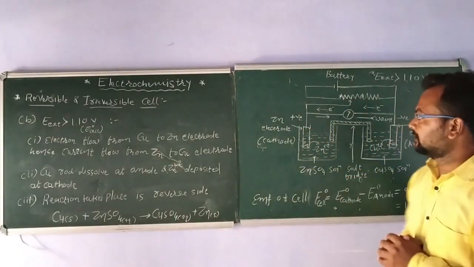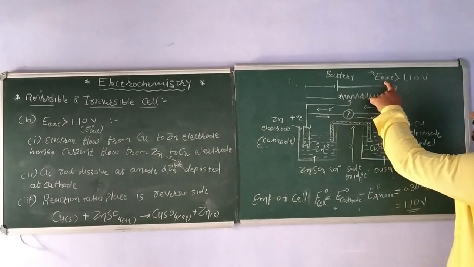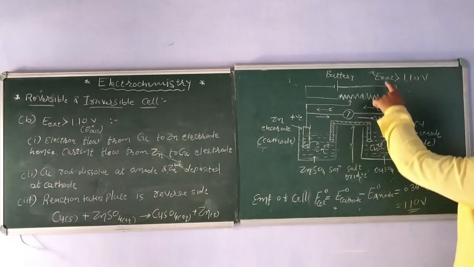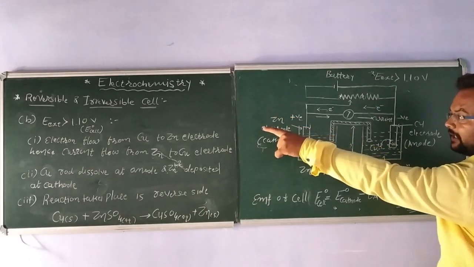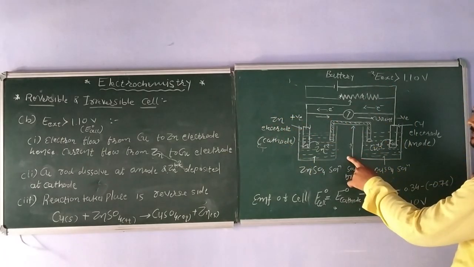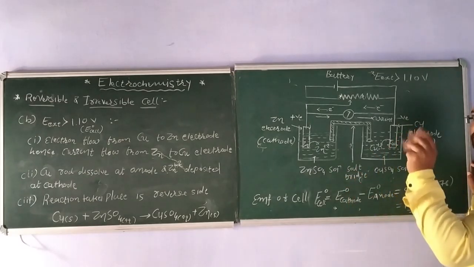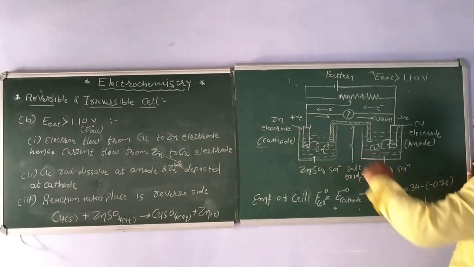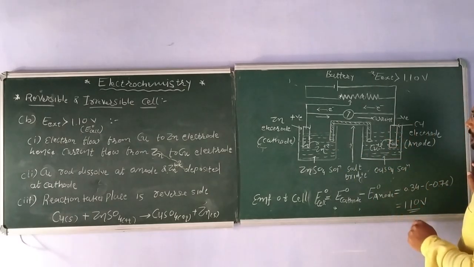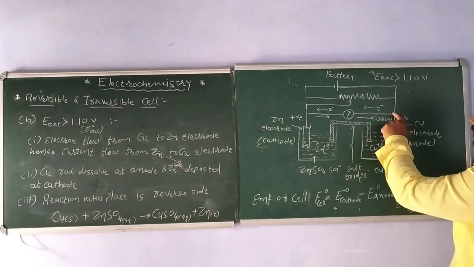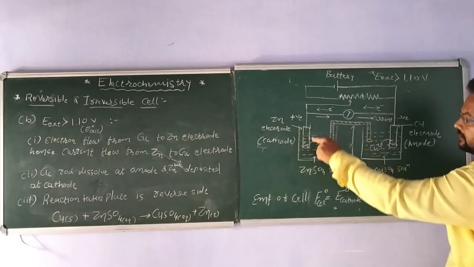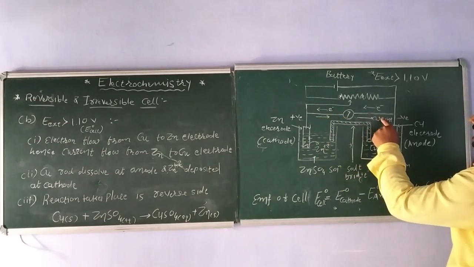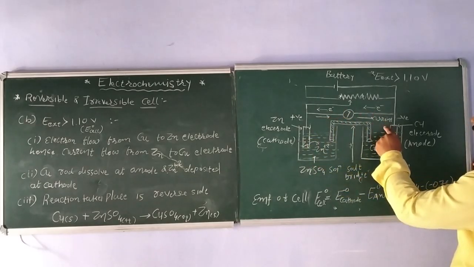Now in the second condition, the external applied voltage is greater than 1.10 volt, that means greater than the EMF of the Daniell cell. In this case, we also observe three results. First, electrons flow from the copper electrode to the zinc electrode and the current flows in the opposite direction, that means from the zinc electrode to the copper electrode.